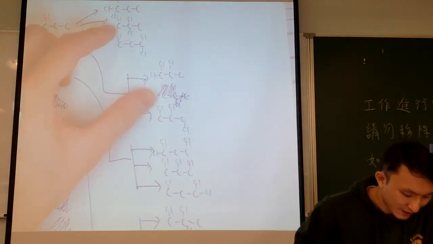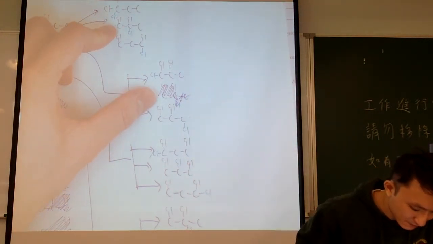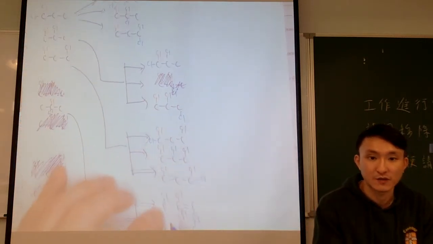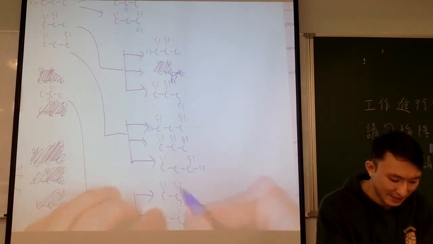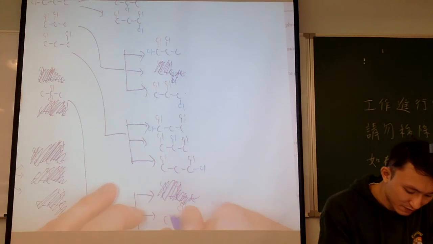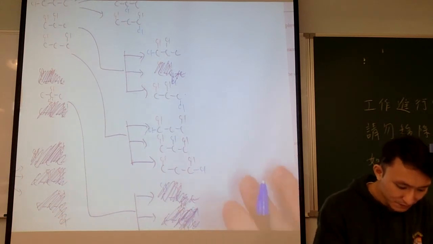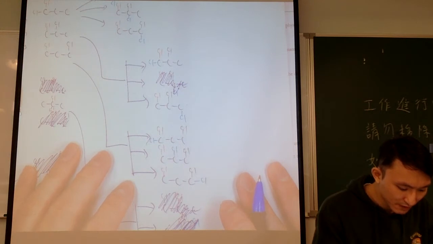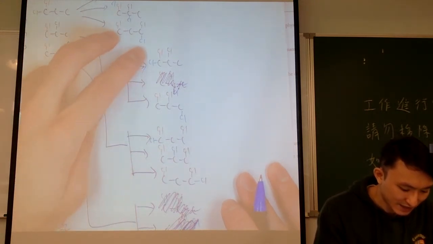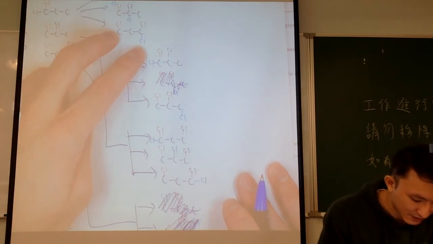Okay? And this is also the same. This one, also 1 Cl at the first carbon and 2 Cls at the second carbon. This one you can cancel it out. This one as well, this one is actually the same. Okay? And then 1 Cl at the first carbon, 2 Cls at the second carbon. Okay?